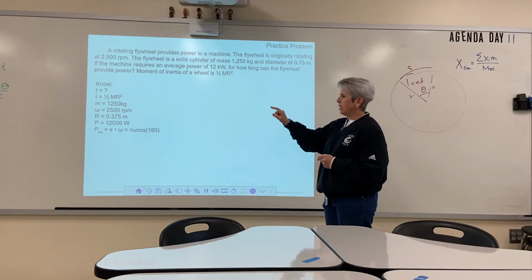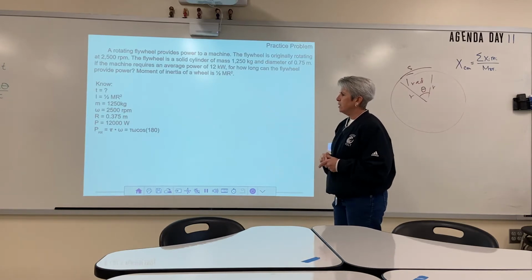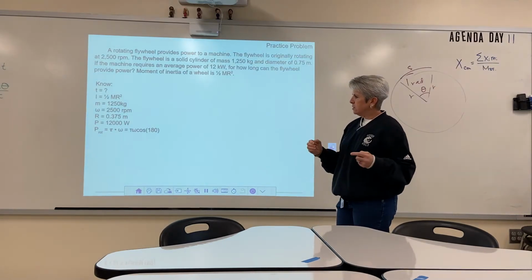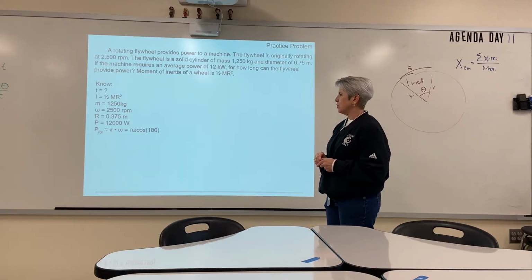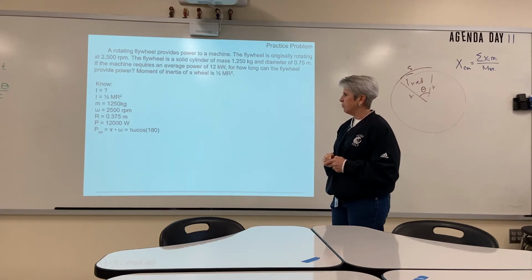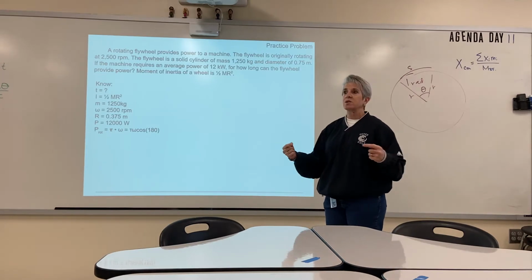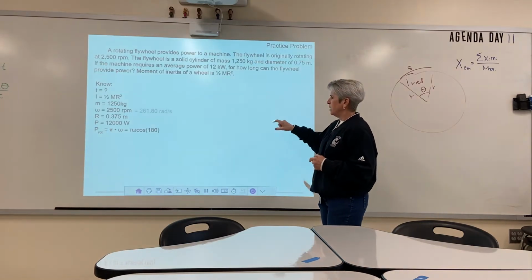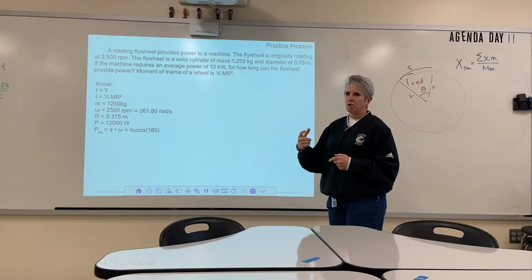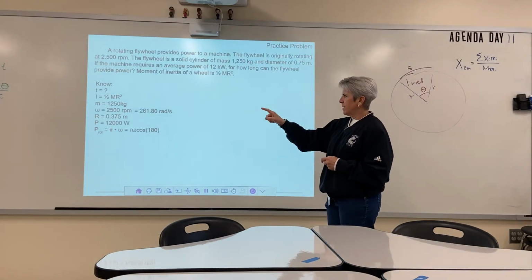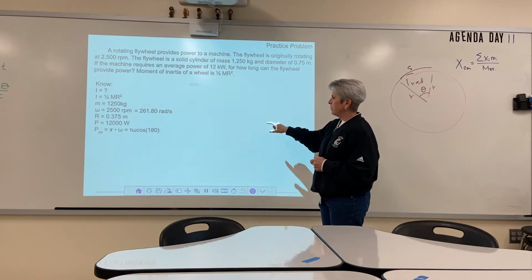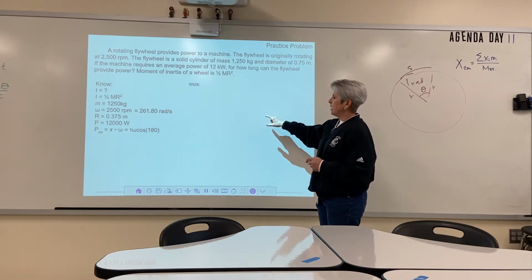Power can be calculated as torque times omega, and because it's a dot product, we need these things to be going in the same direction. So it's torque times omega times the cosine of 180. Why that? Because this thing is slowing down. This speed is going to change. It's going to get slower and slower and slower. We've converted our omega to radians per second, and now we go about doing the work.